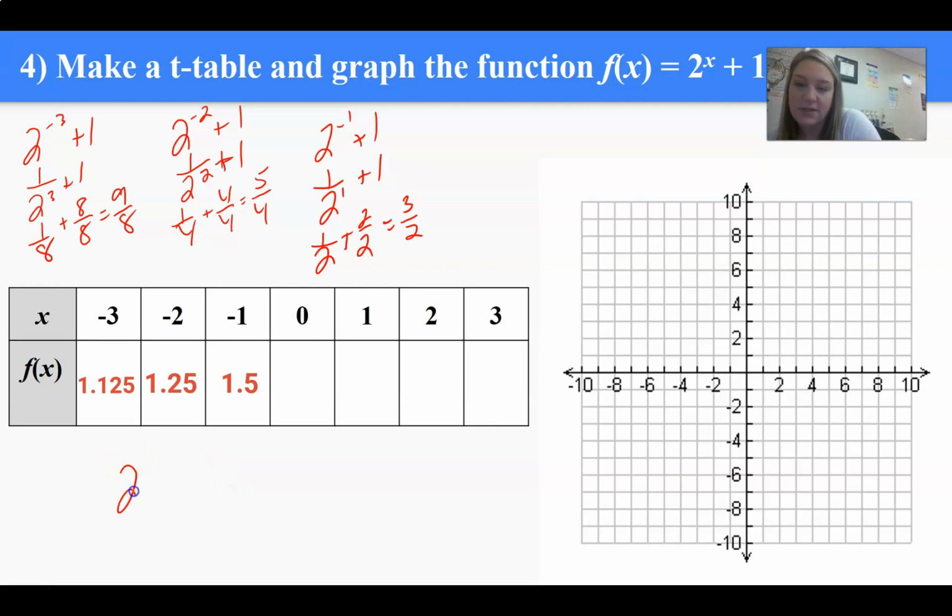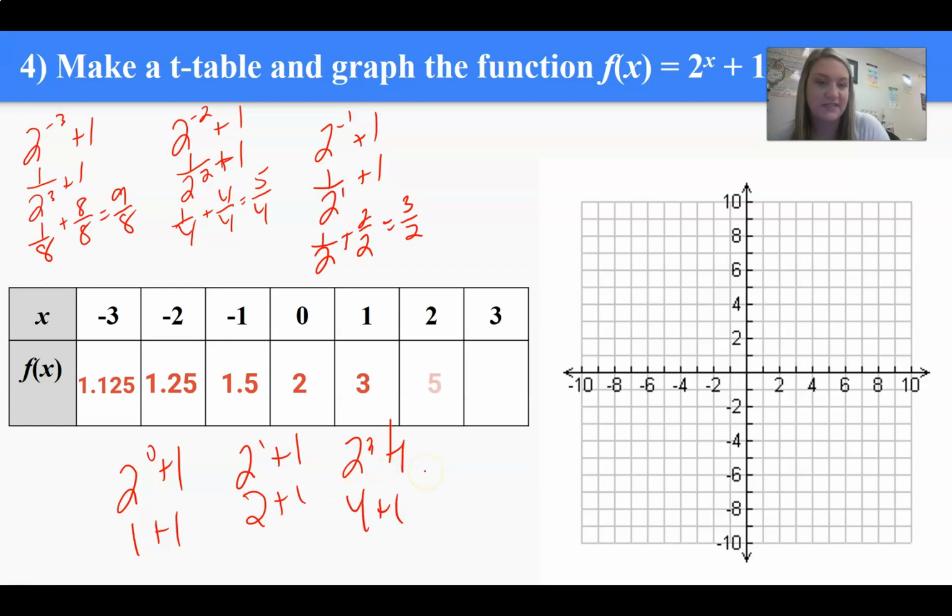Power of 0, 2 to the power of 0 plus 1, that is just going to be 1 plus 1, so that's 2. 2 to the power of 1 plus 1. 2 to the power of 1 is 2. Plus 1 gives me 3. Now I have 2 squared plus 1. 2 squared is 4. 4 plus 1 gives us 5. And then 2 cubed is 8. 8 plus 1 is 9.